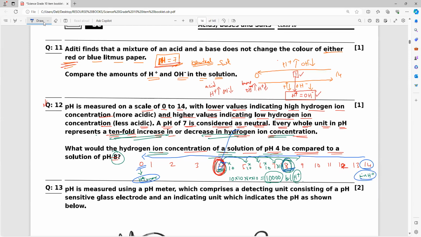Now, if you consider the H plus ion concentration at 8 is some X I am taking, then from 8 to 7, 10x it will increase. 7 to 6, again 10. 6 to 5, again 10. 5 to 4, again 10. So totally the amount of H plus ions increases 10 into 10 into 10 into 10. So totally 10,000 times high concentration than at pH 8. So from pH 8 to pH 4, 10,000 times the concentration of H plus ions differs. So that is the answer. Write it.